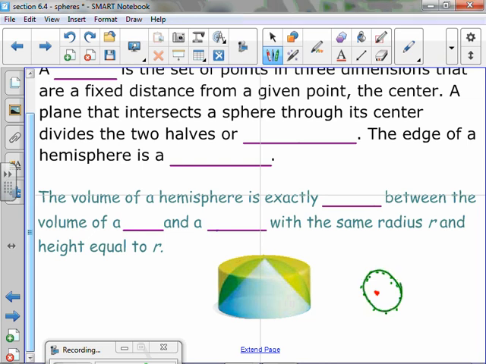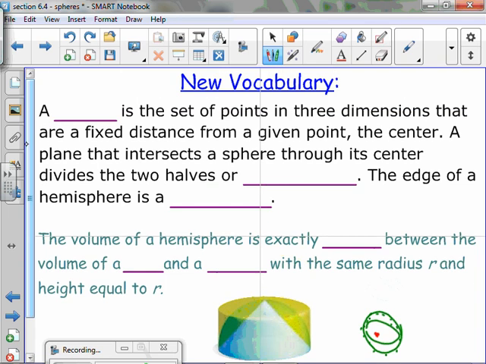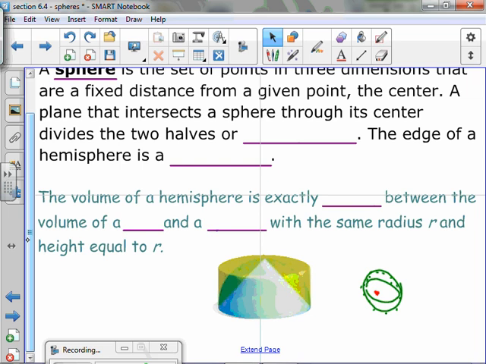But remember, I'm not talking about 2 dimensions anymore. I'm talking about 3 dimensions. So what I will end up getting is a sphere. 1 foot, every point on the sphere would be exactly 1 foot from my center point. Okay? So a sphere is the set of all points that are a fixed distance away, and that distance is called the radius. Okay? A plane that intersects the sphere through its center divides it into 2 halves.